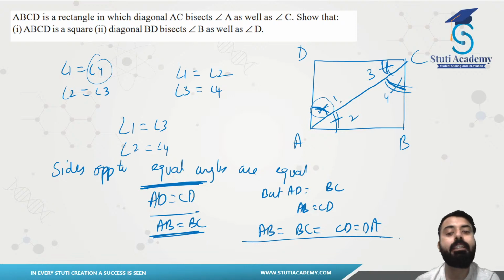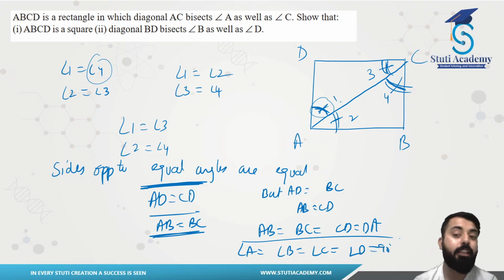In a rectangle, each angle is 90. Angle A is equal to angle B is equal to angle C is equal to angle D. That is 90. So a figure in which each angle is 90 and all the four sides are equal, you can say that will be a square. So first part is done.